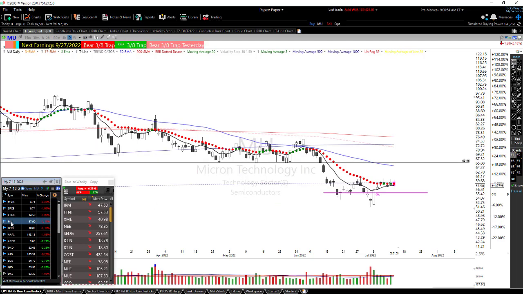MU. I talked about MU yesterday, and I like MU on the watch list a lot. I'm not interested in buying MU just yet. I don't think it's quite prime time to be bought, but I sure like what MU is doing as far as a chart pattern goes.